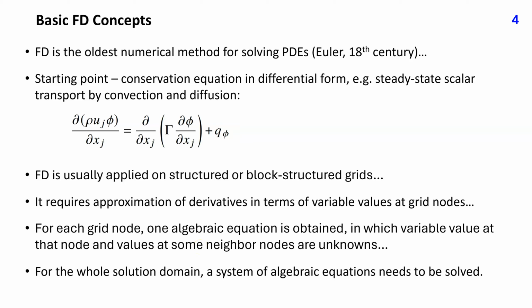This results in one algebraic equation per grid node with variable values at that node and some neighbor nodes as unknowns. For the whole solution domain, a system of algebraic equations results. It can be solved if appropriate boundary conditions are applied to solution domain boundaries.